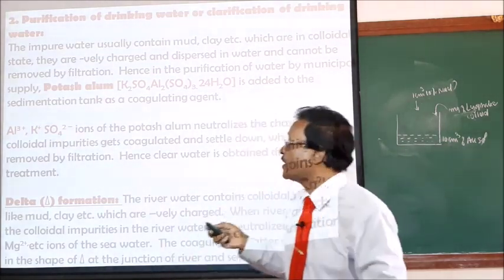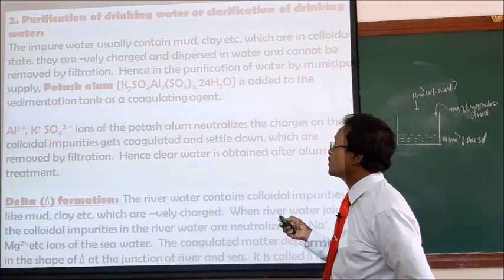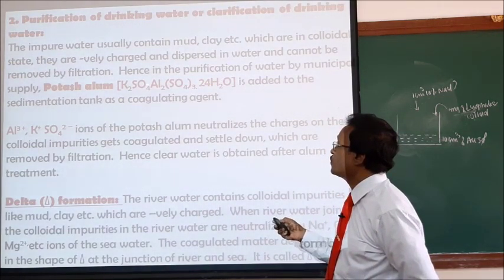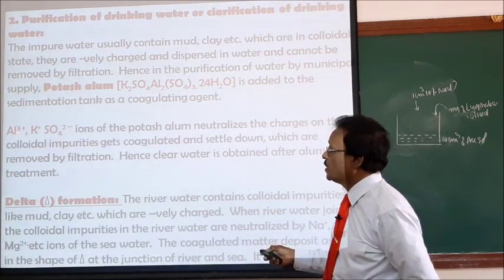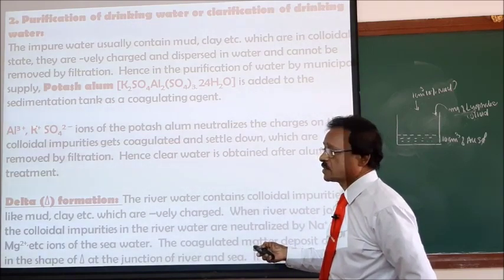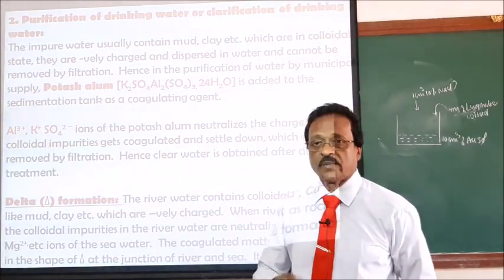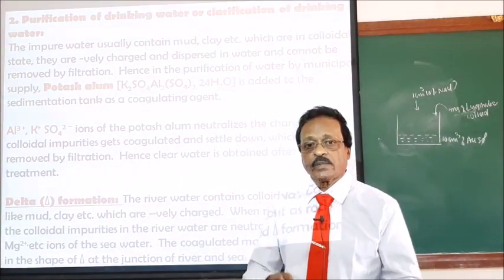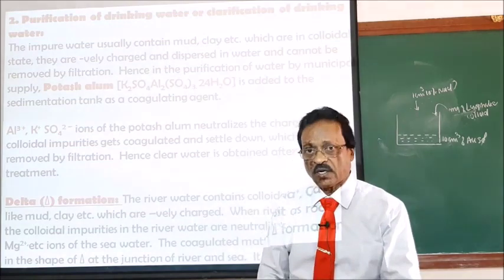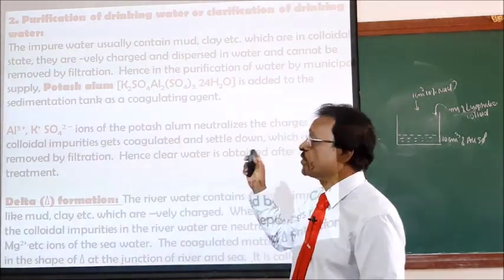That is done in sedimentation, where they put alum. Alum is a double salt of potassium sulfate and aluminum sulfate with 24 molecules of water of hydration. This gives aluminum ions, potassium ions and sulfate ions. These ions neutralize the charges on the colloidal impurities, so the mud particles get coagulated and quickly settle down. Then it goes for filtration to remove the mud particles and is used in the purification of water.